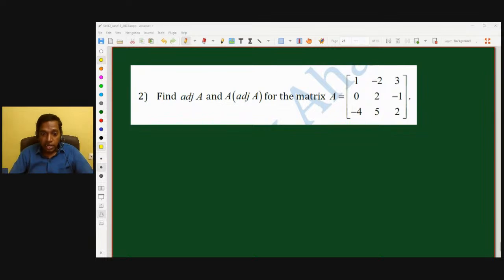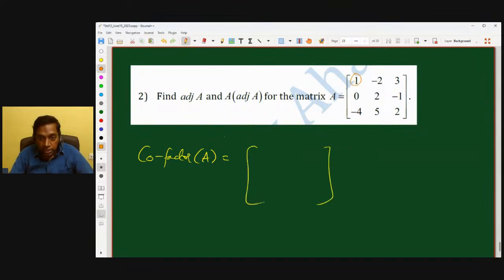So let's see. Adjoint A. First, let's find adjoint A. For that, first we need cofactor of A. Cofactor of A is, so I'm going to do it quickly one by one. For this entry, 2 into 2 plus 1 into 5, 4 plus 5, 9, minus 1 power 2. So this is 9 itself. For the second one, for this fellow, 0 minus 4, minus 4, and then minus of that, so it will become plus 4. And then for the third fellow, it is 8. I hope you are able to follow.